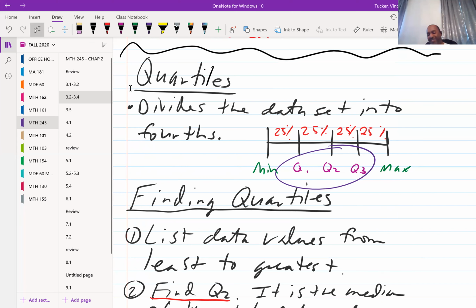Okay, cool. Thank you. So your quartiles divide the data set into fourths. You have your minimum value, which is your smallest value, and your maximum value, which is your largest value, which are your bookends, and then your quartiles in the middle, Q1, Q2, and Q3. Those split your data into 25%, 25%, 25%, 25%. Remember, your median splits your data into half. Your quartile splits your data into fourths.